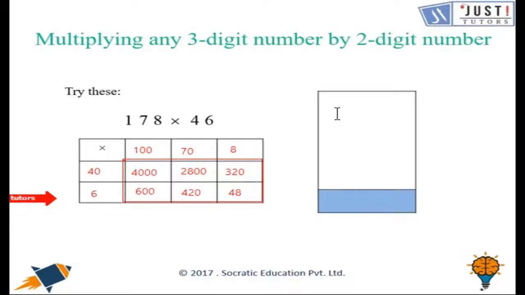So we will add all of these here. 4000, add 2800, add 320, add 600, add 420, add 48.